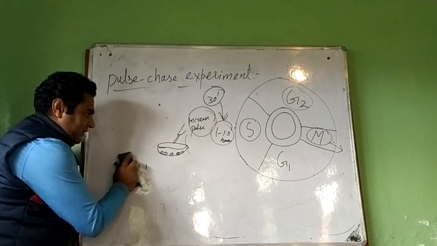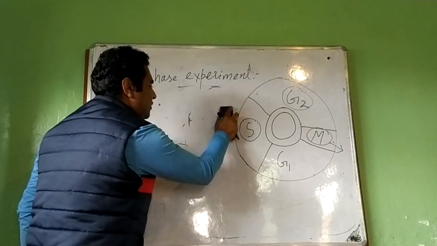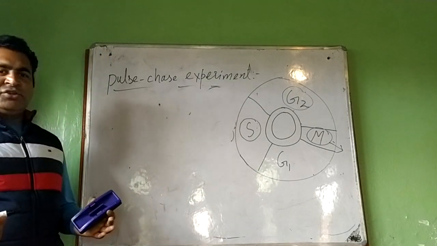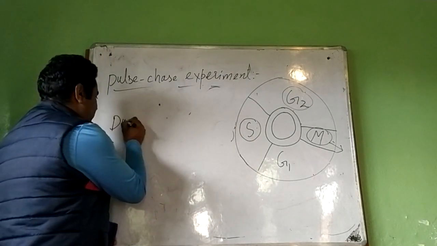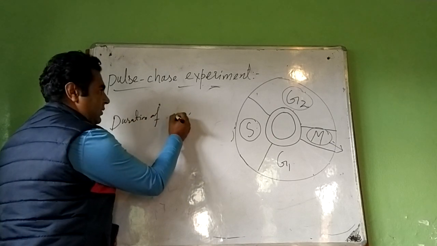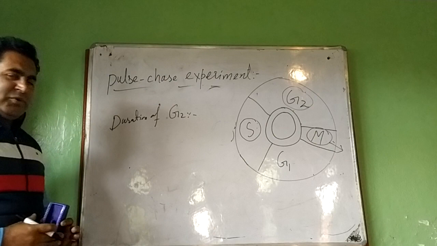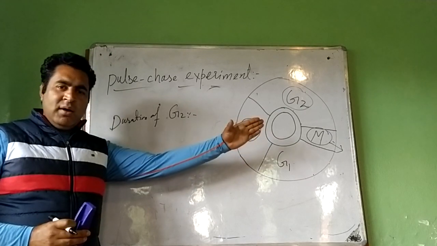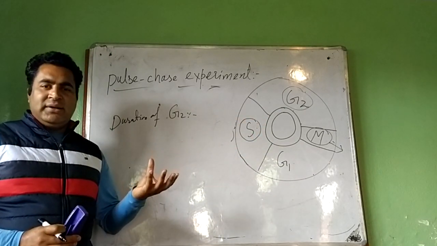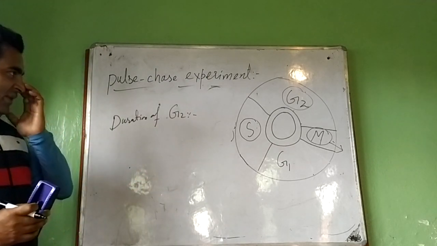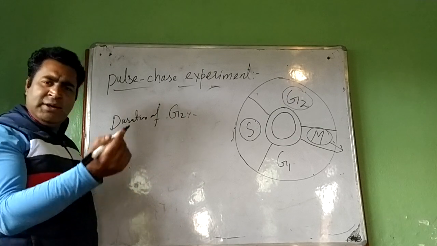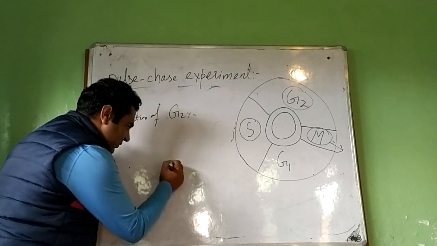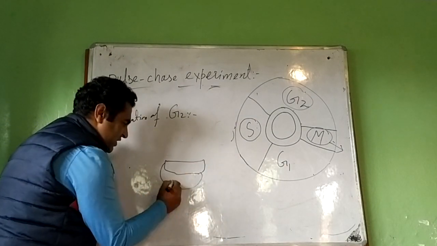So next question, how will you know about the duration of this particular phase? What I'm talking about here is the duration of G2 phase. From your experiments, from your inferences, it's clear there is some gap period between S and the mitosis. But how big is that gap period? For that, there is this experiment. We are using the same pulse experiment, the experiment which was performed in the 1950s. So I will go back to that Petri dish experiment.